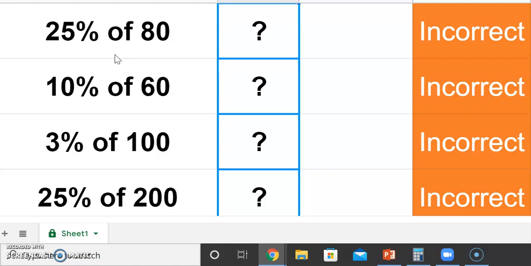Another option with 25% is that we know 25% is a quarter. So I can think, well, if I take 80 and I split it up into 4 pieces, how many would I have? 25% of 80.